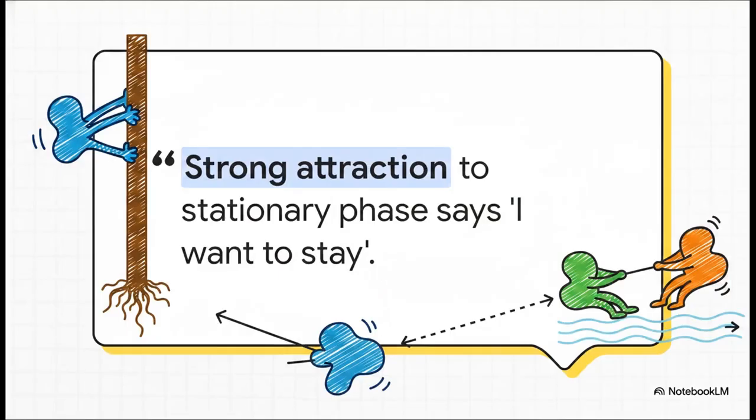It's honestly helpful to give these chemical components personalities. They are constantly fighting a tug-of-war between two urges. One part is saying, I want to stay. That's the attraction to the stationary phase. The other part is screaming, I want to move, getting pulled by the mobile phase. Whichever urge is stronger determines exactly how fast and how far that specific chemical is going to travel.